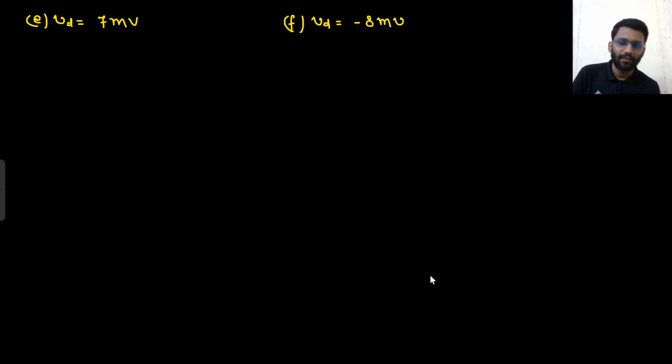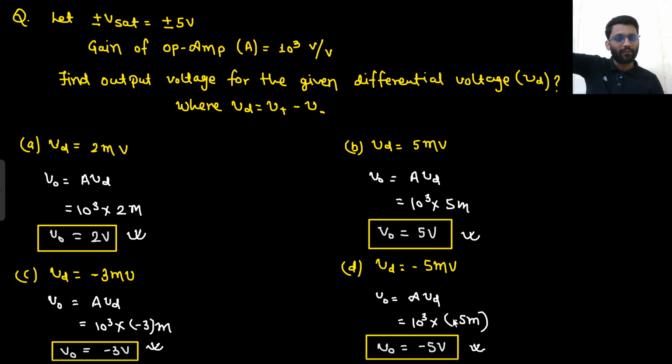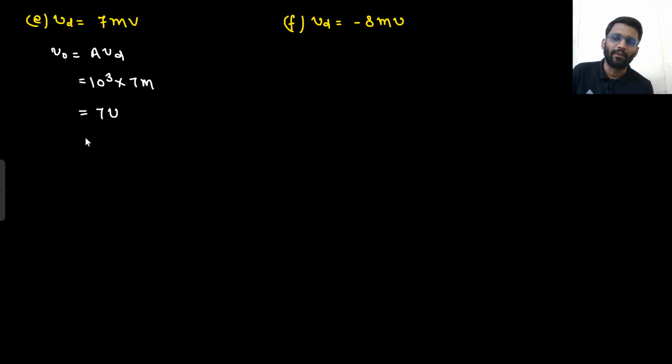What about this? Vd equals 7 millivolts. So what will be your output? A into Vd, A is 10 to the power 3, 7 milli. So output is coming to be 7 volt, but it cannot rise above 5 volt. The output cannot rise above 5 volt. So it will be saturated at 5 volt only. Right? So this is wrong. The answer would be 5 volt, because your output cannot rise above 5 volt.